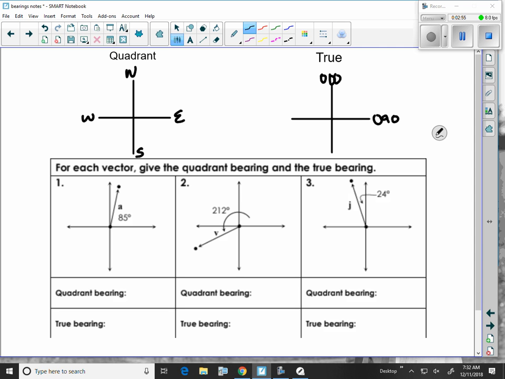What's going to be my next one? 180. And this guy is going to be 270. Then if we were to go back to the start, that would also be 360 up there. So you can keep that in mind. That's also 360. You don't have to label that. But when you write a true bearing, it's always going to be with 3 digits.